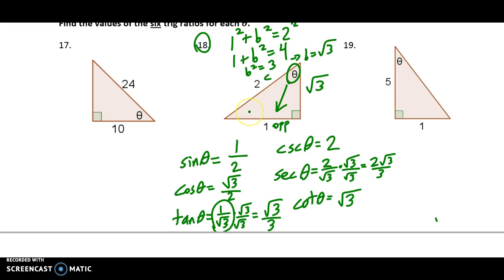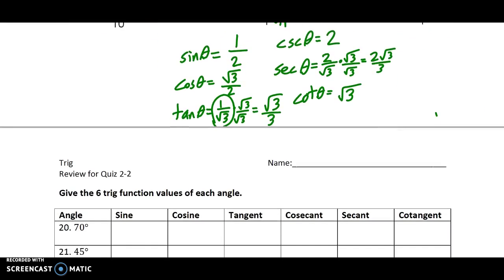Notice, on these, I did not use any decimals. They want the trig ratios. No decimals. Don't type it in your calculator. Make sure you get simplified radicals. Make sure everything reduces.